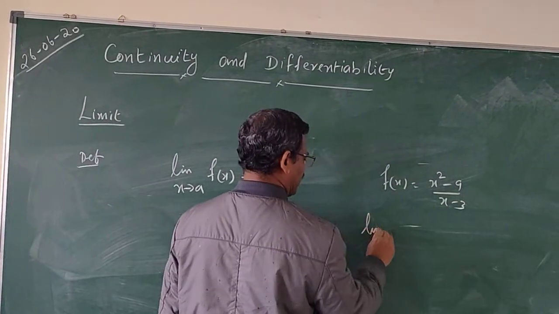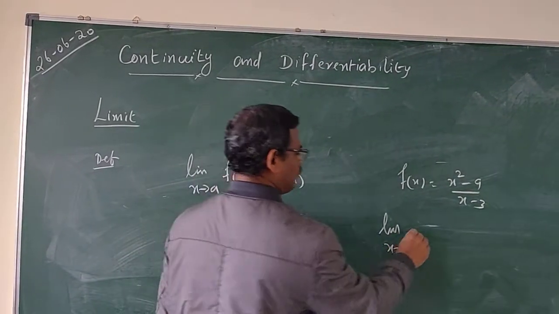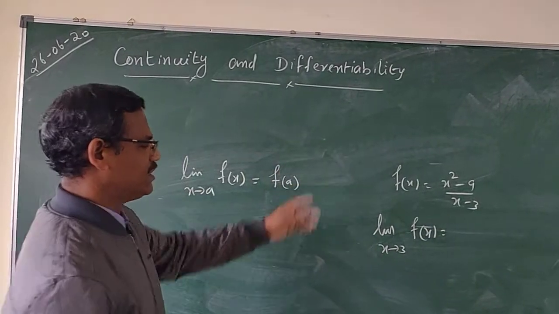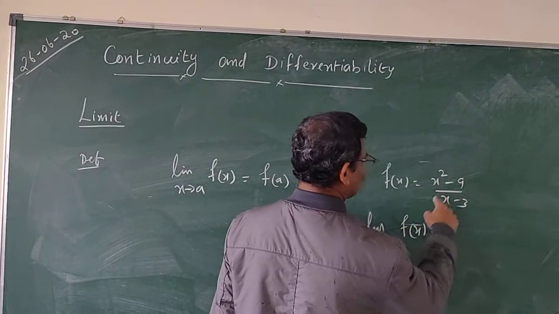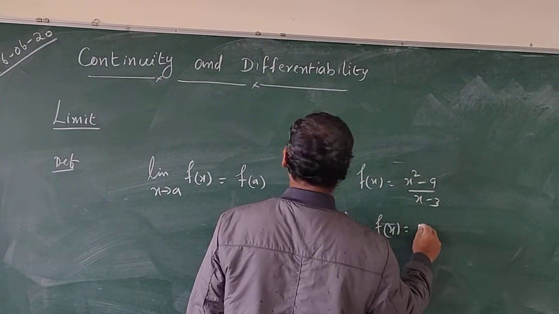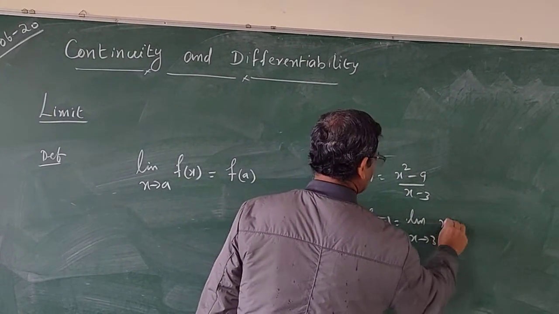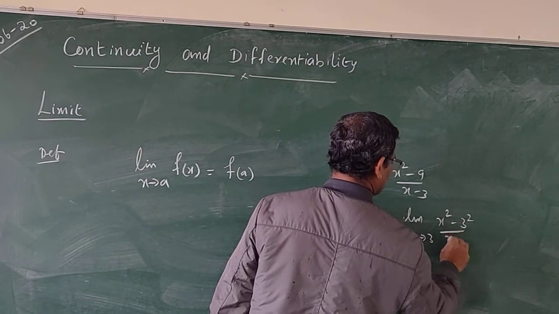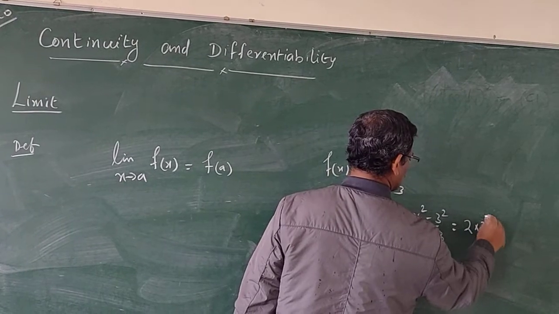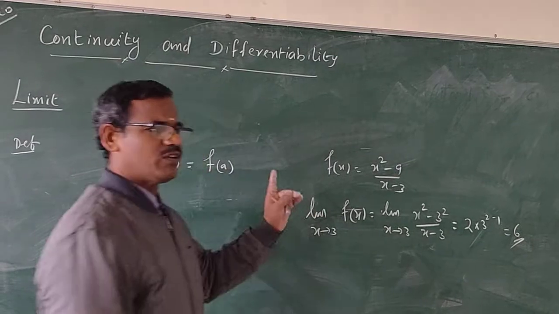If I find the limit x tending to 3 of f of x, what is that limit? Using the algebraic limit formula, limit x tending to 3 of (x square minus 3 square) by (x minus 3) gives 2 into 3 raised to 2 minus 1, which is 6. So the limit value of the function is 6.